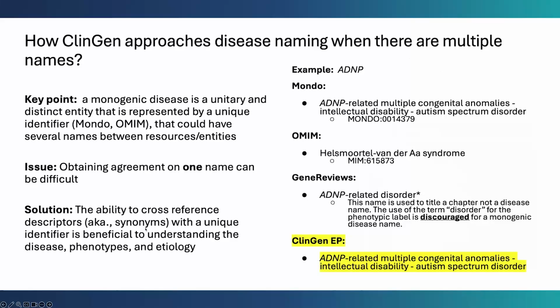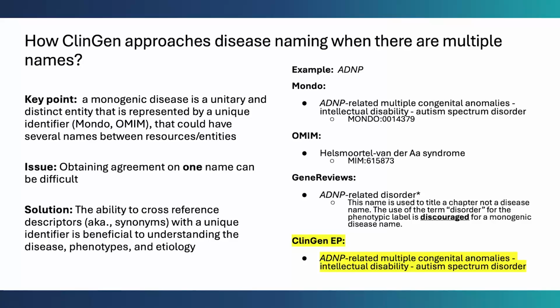And so you might ask, well, what happens when there are multiple names that have been proposed out in literature and reviews and society and anywhere? And so this is an example here where we have ADNP. Really our key point is that a monogenic disease is a unitary and distinct entity. So it should be represented by an identifier, and it could have several names.